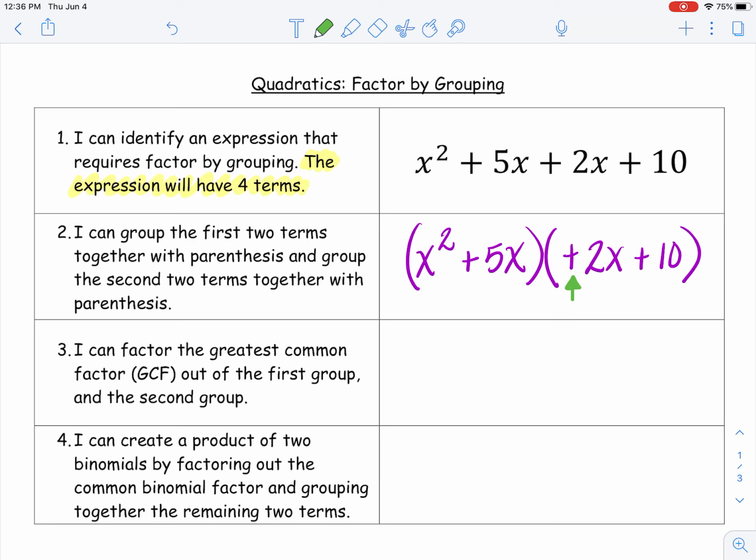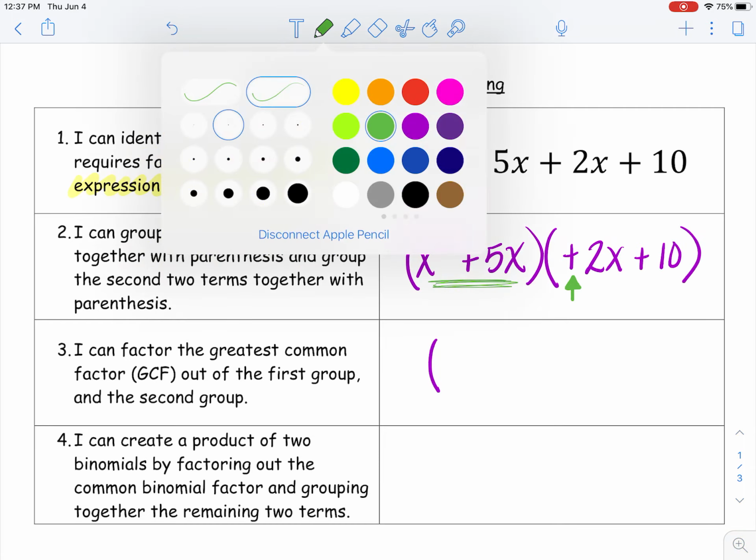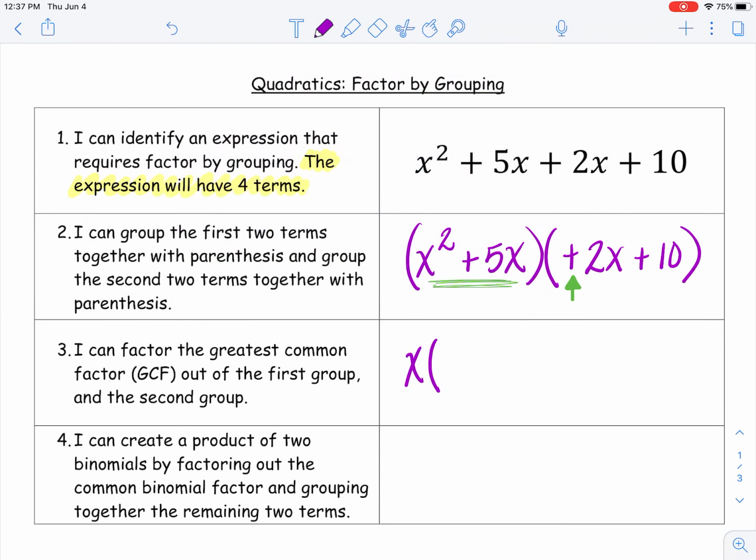Okay, so now that we're here, we are going to look at each of these as separate problems. So I'm going to look just at the first grouping, and I'm going to look for what the GCF is. So if I look at x squared and 5x, I'm looking for the greatest common factor. Well, 1 and 5 don't have anything in common, but both of these terms have an x. So I'm going to factor the x out of x squared plus 5x. Okay, this is just a GCF problem just like we did yesterday.